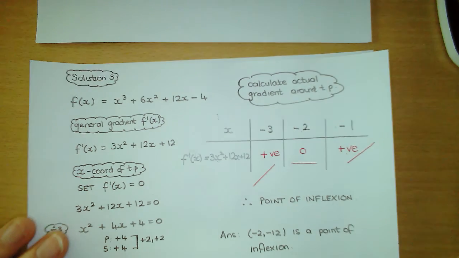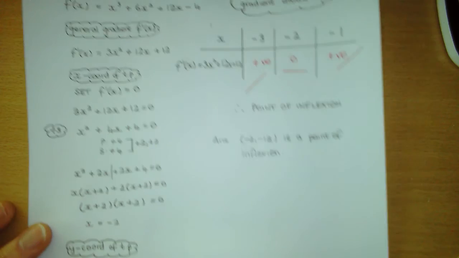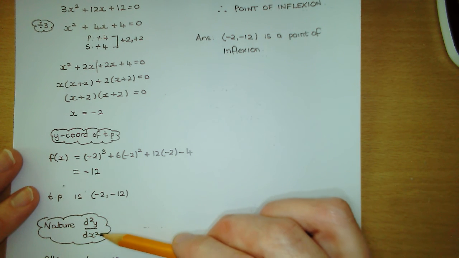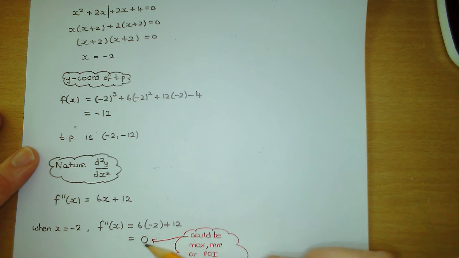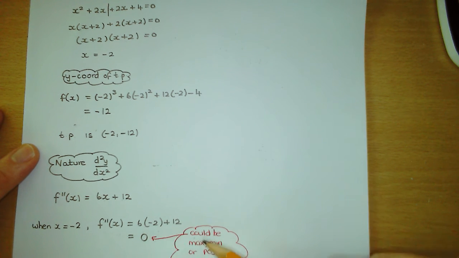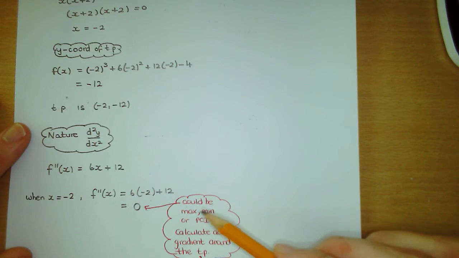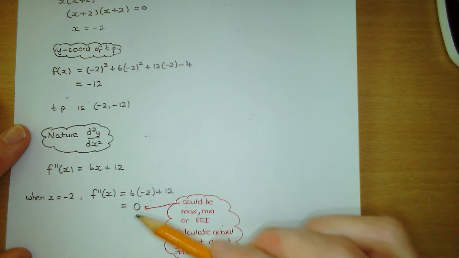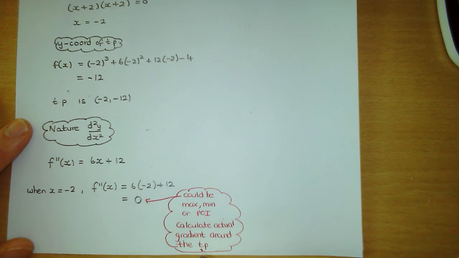Okay. So it's very important here. Everybody's happy with the setup, but when you get the second derivative d2y by dx squared, or f double dashed x, and you sub the x coordinate into that, if the second derivative is 0, then at the minute we have no idea what the turning point is. It could be a maximum, a minimum, or a point of inflection. And the only way to determine what it is is to calculate the actual gradient around the turning point.